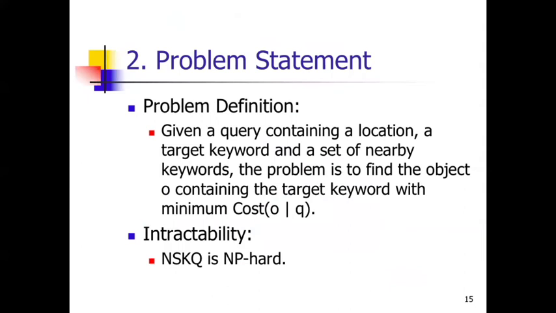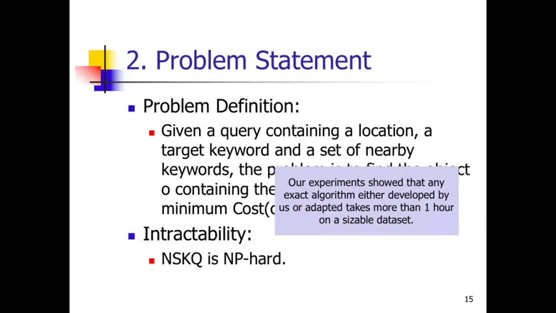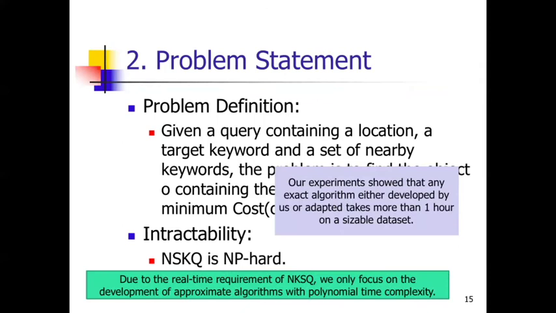Now we're ready to define our problem. Given a query containing a location, a target keyword, and a set of nearby keywords, the problem is to find the object o containing the target keyword with the minimum cost of o given Q. We prove the problem is NP-hard, and our experiments show that any exact algorithm, either developed by us or adapted, takes more than 1 hour on a sizable data set. So due to the real-time requirement of NSKQ, we only focus on the development of approximate algorithms with polynomial time complexity in this work.